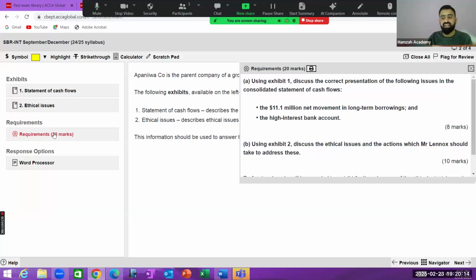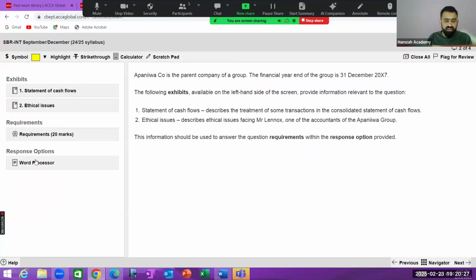Okay, so ethical aspect. So 8 marks for the accounting issue, 10 marks for ethical aspects, and 2 marks will be here as professional marks. So you have a total of 20 marks, and here you are given only a word processor to respond to the requirement.